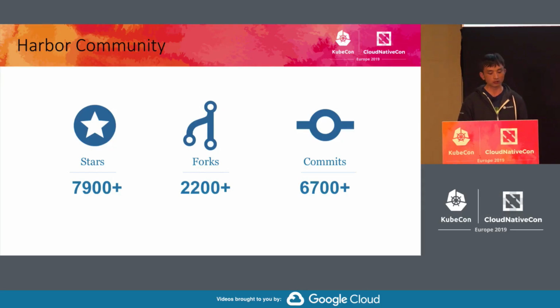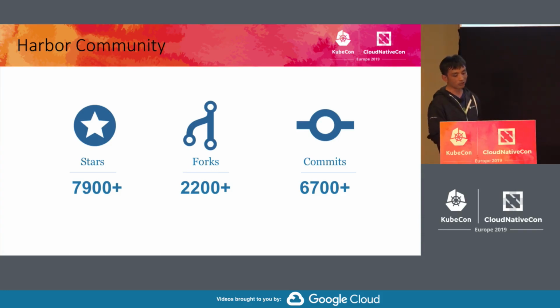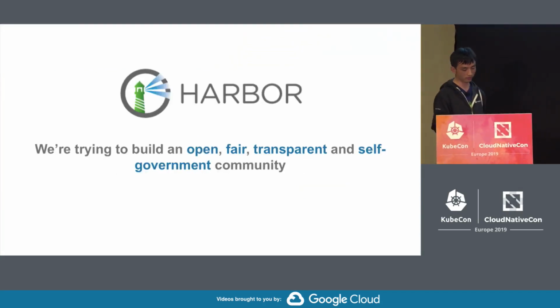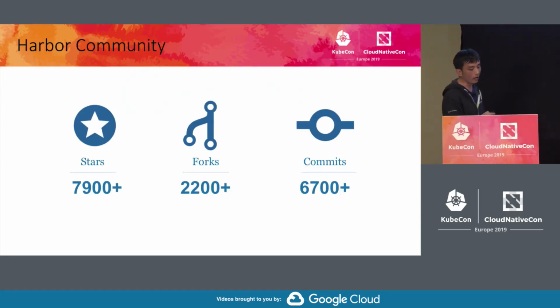So let's quickly take a look at the current situation of Harbor. Actually, those numbers have increased a lot during this week. So far we have 7,900 plus GitHub stars, and our repo has been forked 2,200 plus times. And for commits, we have 6,700 plus commits. For those strongly growing numbers, you can see Harbor is a very popular and active project.